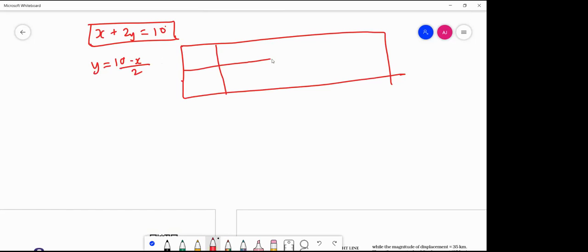Okay, so let us try x, y. So which value would you put first? What should I take as the value of x?